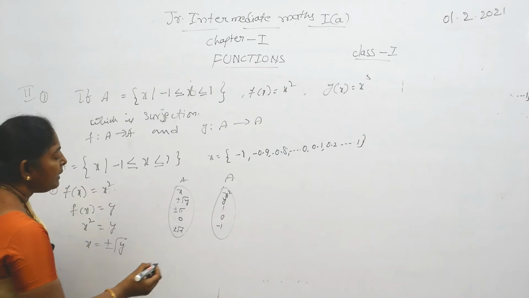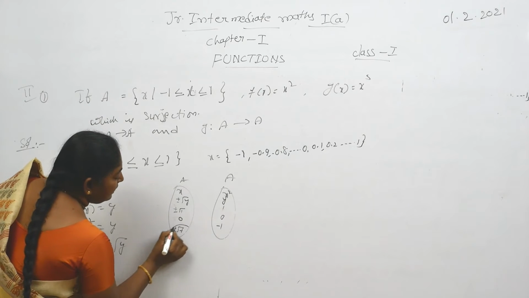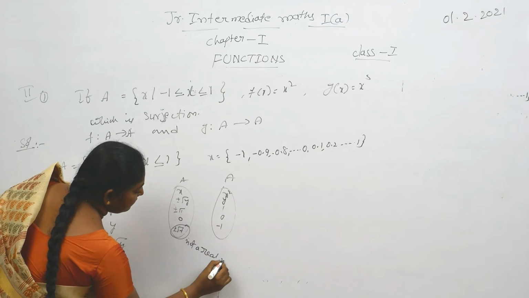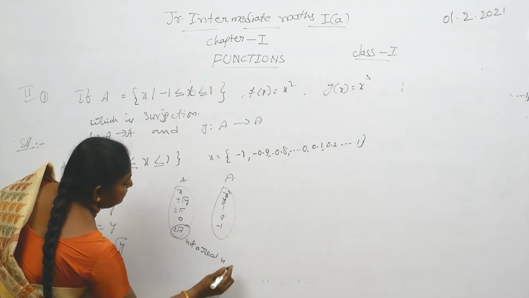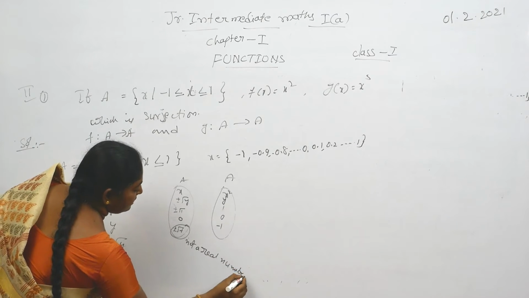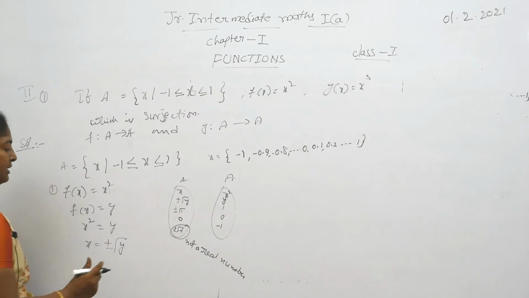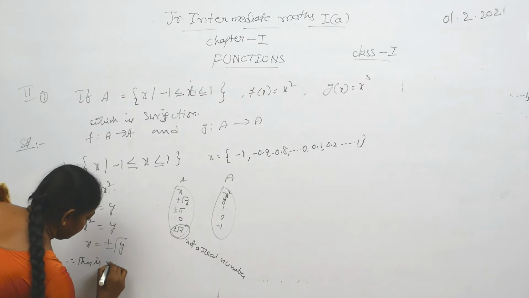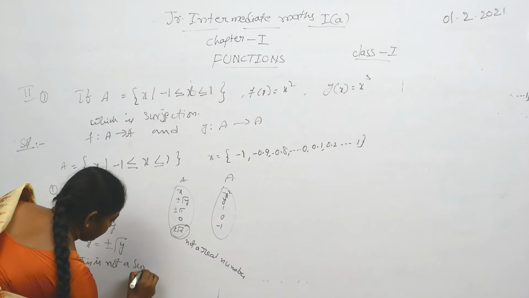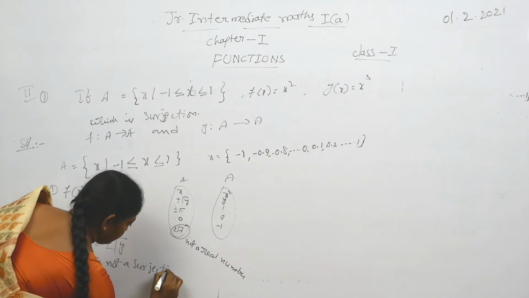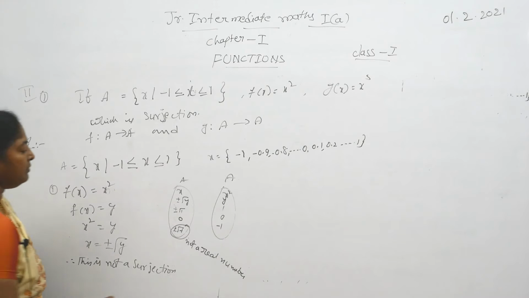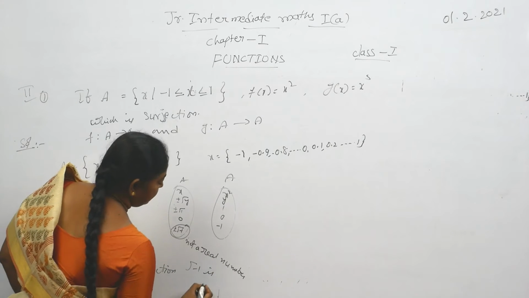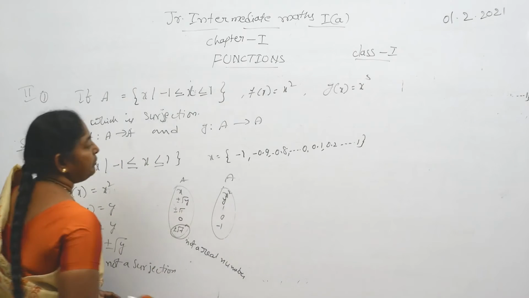So minus 1, this is not a real number. So this is not a surjection. Root of minus 1 is an imaginary number, so not a real number.